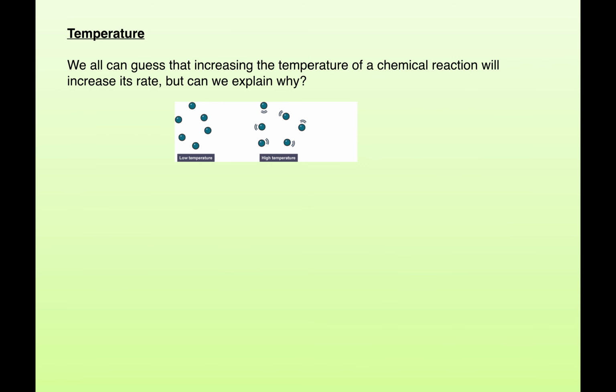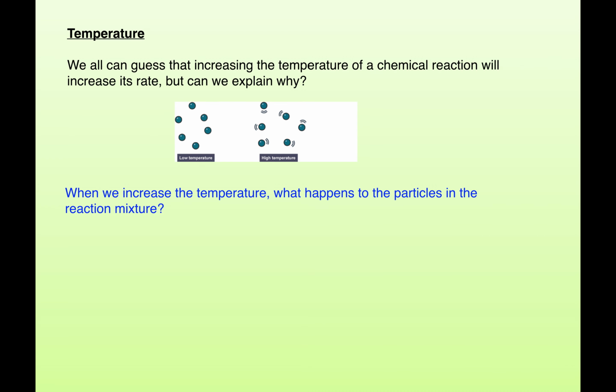Temperature. We know that temperature increases the rate of a chemical reaction, but why? At low temperature, particles move slowly. At high temperature, they move faster. So what happens if we increase the temperature? The particles have more kinetic energy, they move faster. What will this do to the collision frequency? It means that they will collide more frequently, more often, which will increase the number of successful collisions.